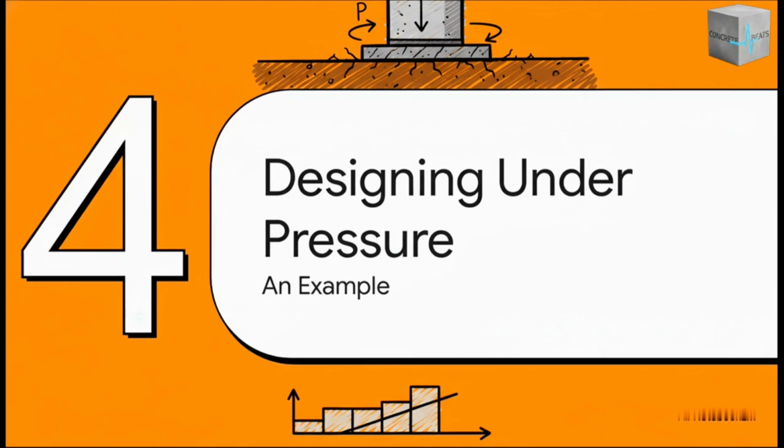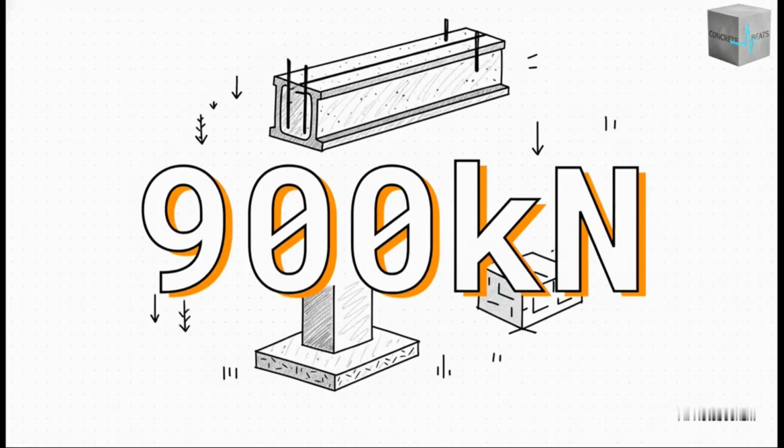Let's walk through a real example and see how we put all this stuff together to design a safe footing that's got an eccentric load. First up, we've got our dead load. This is the weight that never changes. The concrete, the steel, all the permanent parts of the building. In our case, that's 900 kilonewtons.